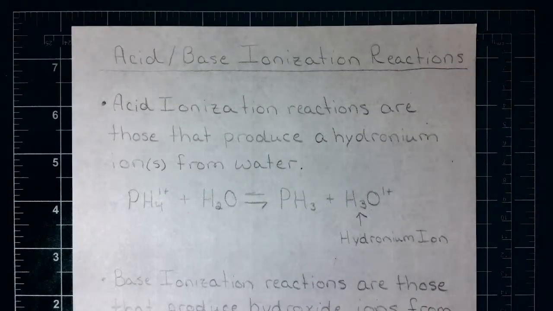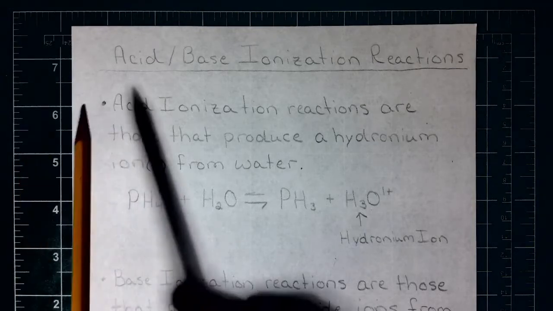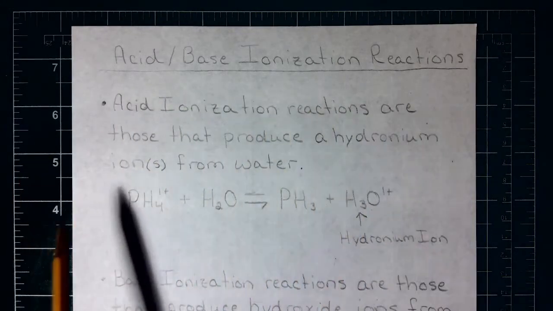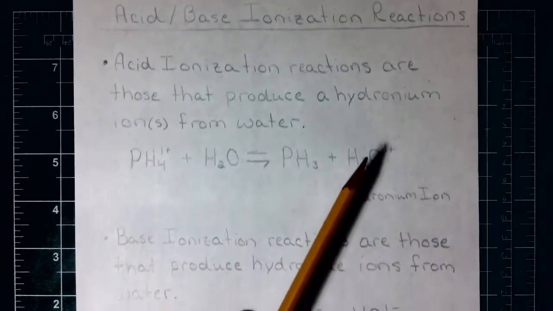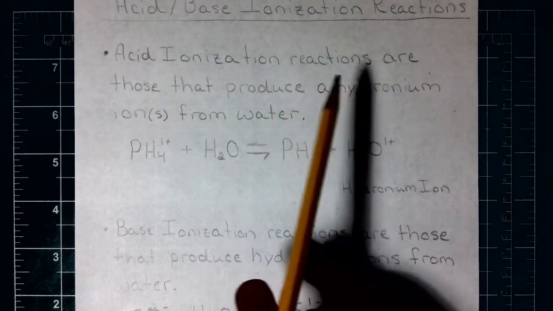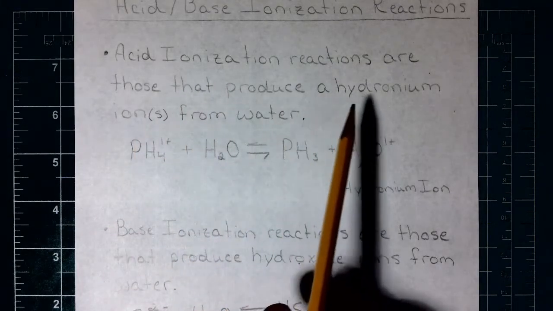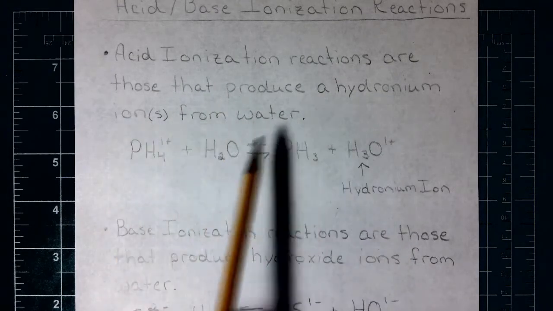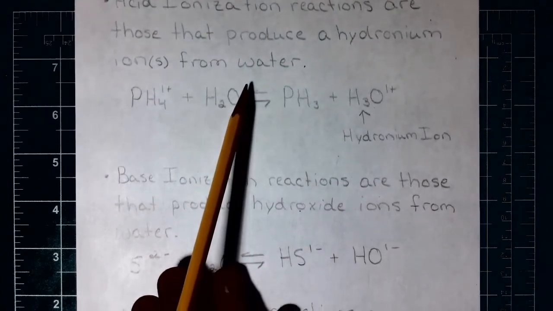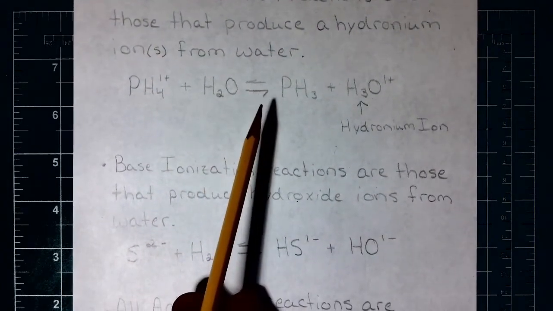Hello everybody. In this final video about acids and bases, I want to introduce a couple of important concepts and a little bit of new language and talk about acid-base ionization reactions. So an acid ionization reaction is one that produces a hydronium ion from water. And this is really kind of important for a couple of reasons.